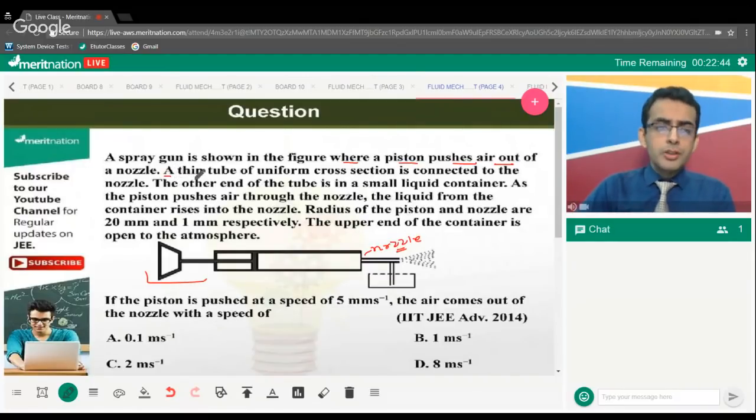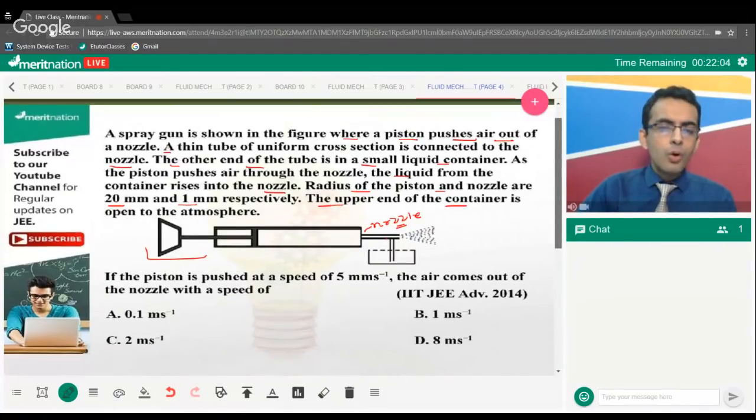A thin tube of uniform cross section is connected to the nozzle. The other end of the tube is in a small liquid container. So you can see that there is a small tube connected with this nozzle and one part of it is submerged in a liquid, right? As the piston pushes air through the nozzle, the liquid from the container rises into the nozzle. Okay. The radius of the piston and the nozzle are given as 20 millimeter and 1 millimeter respectively. The upper end of the container is open to the atmosphere. So that's the comprehension. Now let's see what the question is.